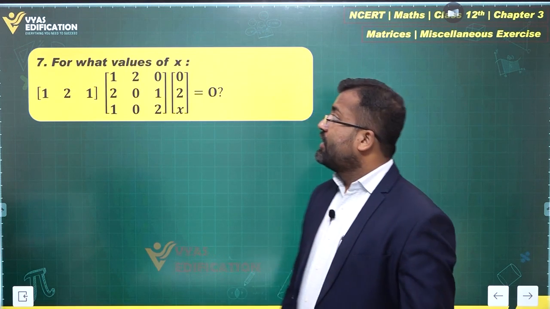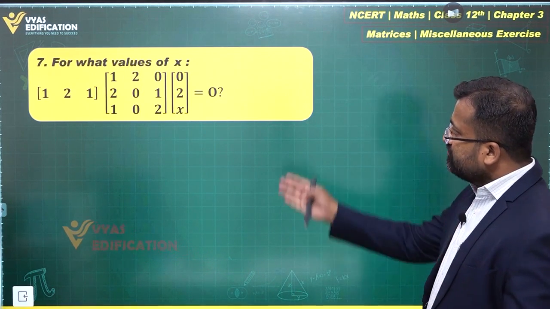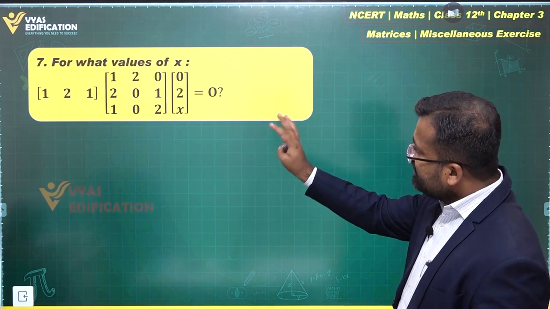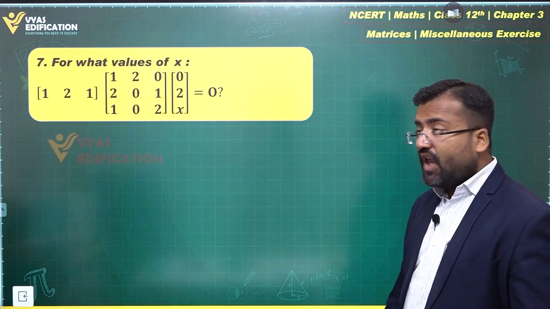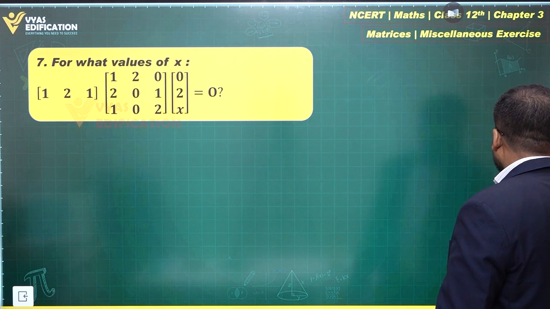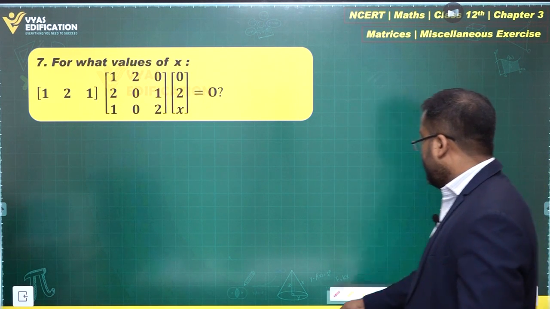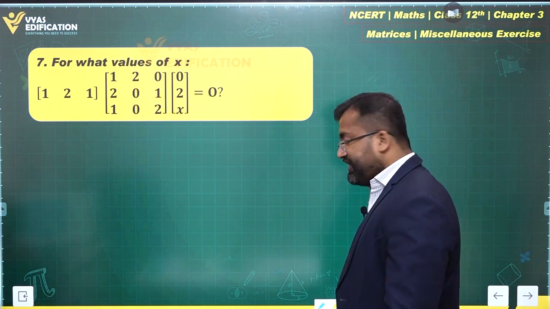Let's discuss this. For what values of x will this matrix times this other matrix times this another matrix be equal to 0? So there are three matrices multiplied together, and the result is a 0 matrix, null matrix, so 0.